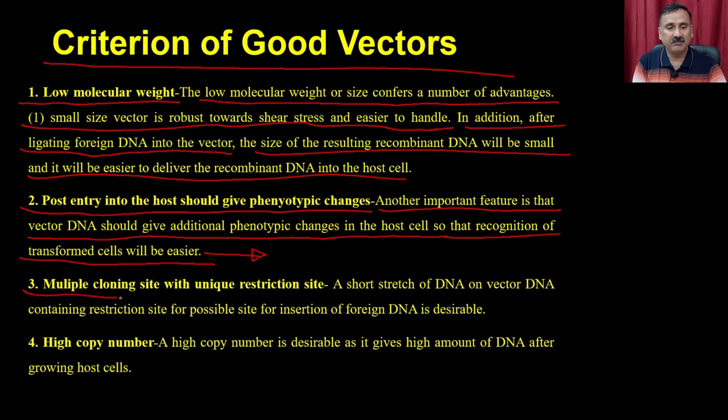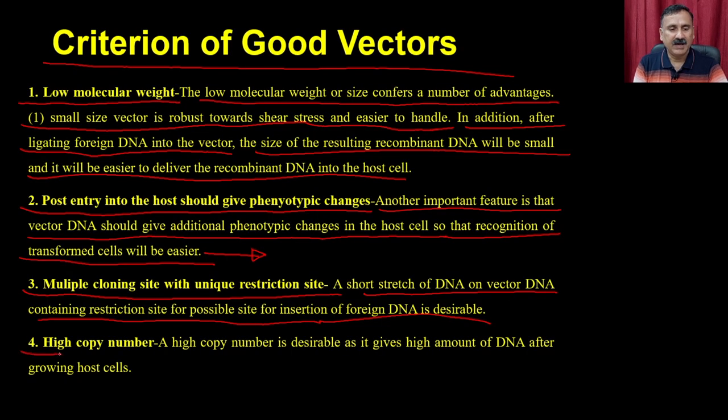Then it should have a multiple cloning site with unique restriction sites. So a small stretch of DNA on a vector contains the restriction sites, the possible sites for insertion of the foreign DNA, and that is desirable because that is the place where you are going to cut the vector and insert the foreign DNA. Then it should have a high copy number.